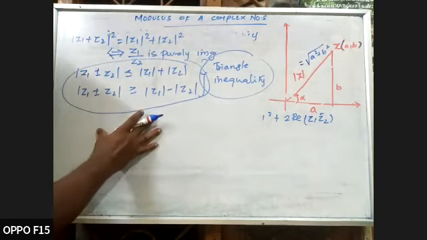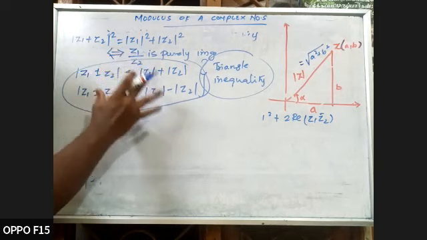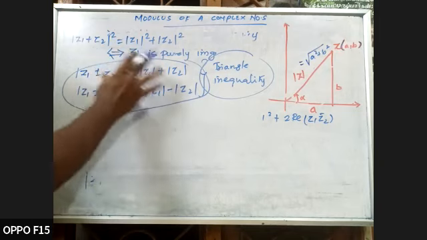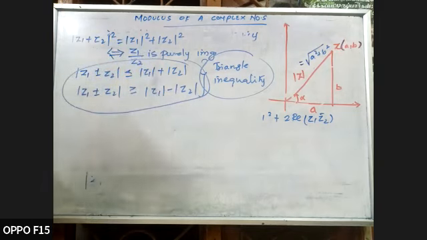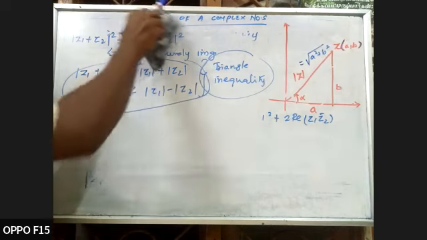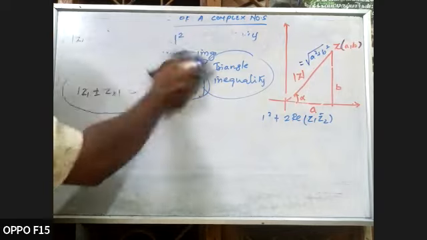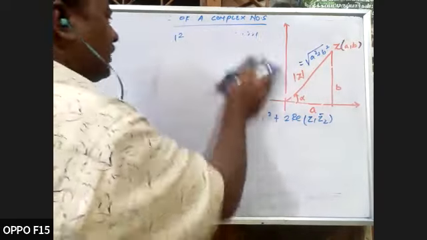For now, just memorize this triangle inequality. These are the two laws in the triangle inequality. Next, the argument of a complex number. Now we'll see the argument of a complex number.